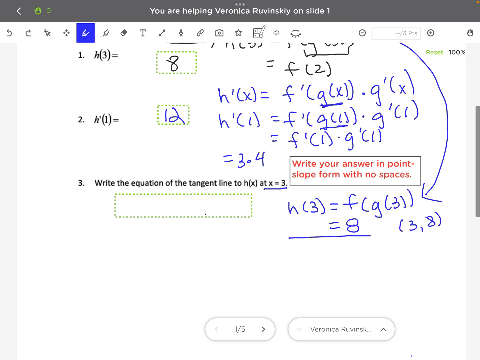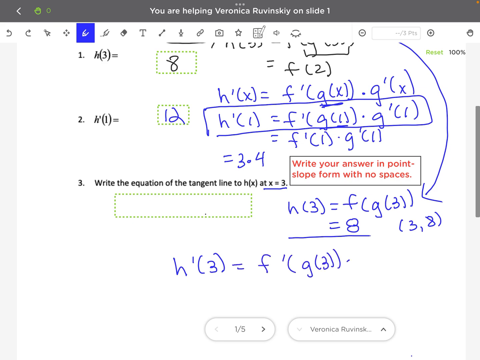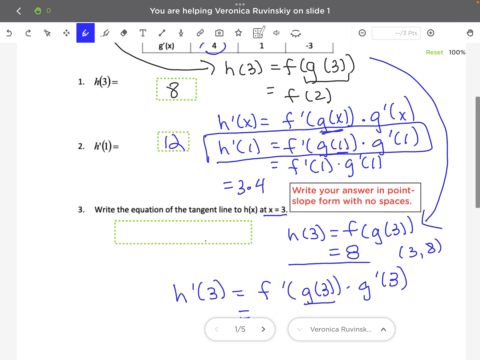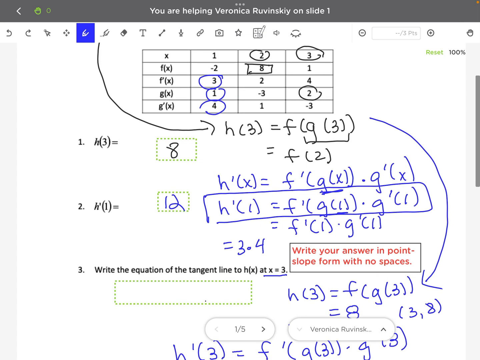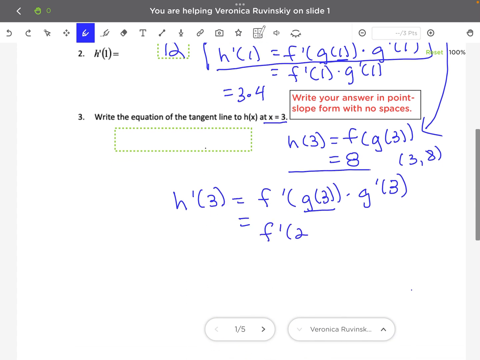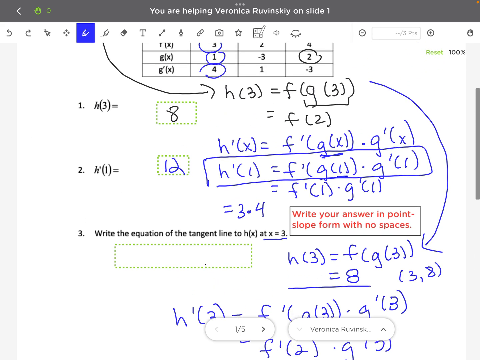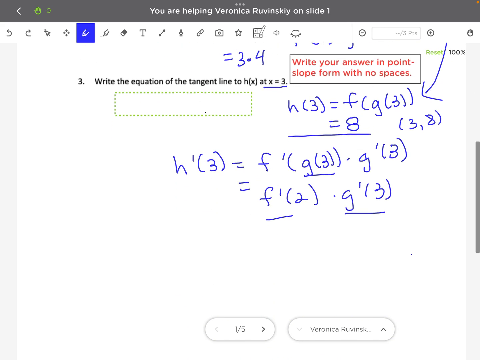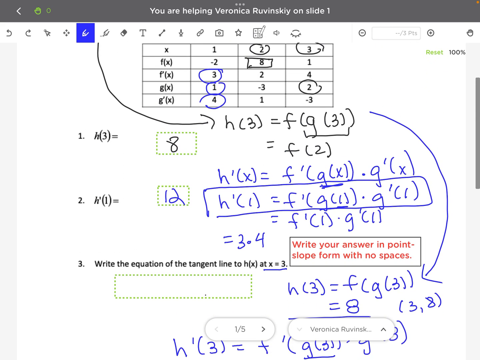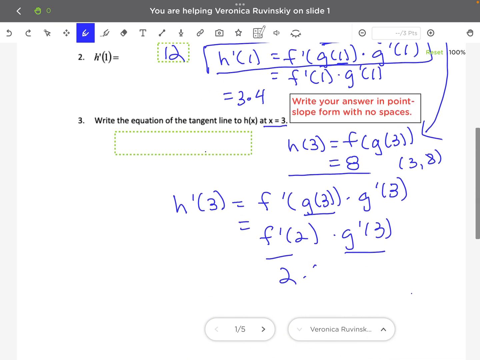And then I need the derivative. So h prime of 3, and I'm just going to go back to here. I already found the derivative, but I'm going to use 3 instead of 1. So it would be f prime of g of 3 times g prime of 3. So g of 3, if I look at my table, looks like it's 2. So now I just need to find these two values and multiply them together. f prime of 2 is 2. And then g prime of 3 is going to be negative 3. So my slope is negative 6.